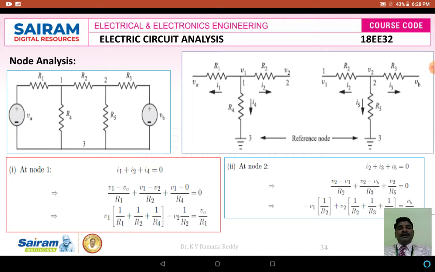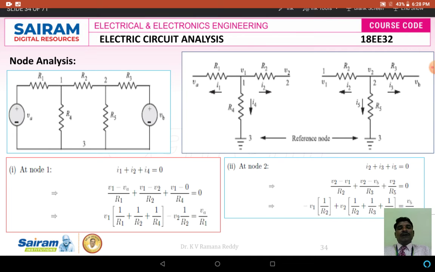To calculate this unknown node voltage V1, I am applying Kirchhoff's current law by analyzing the currents. While analyzing the currents, we have to imagine that the unknown node voltage has the highest potential among all the remaining nodes. Therefore, we analyze the currents all going away from the node. In branch resistance R1, I analyze the current I1. In branch resistance R2, the current I2. In branch resistance R4, the current I4.